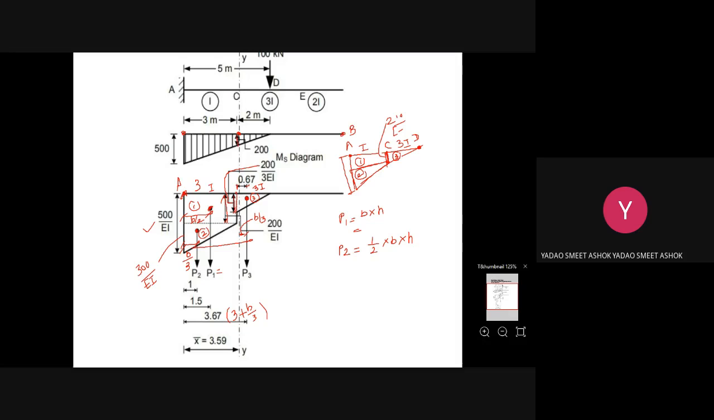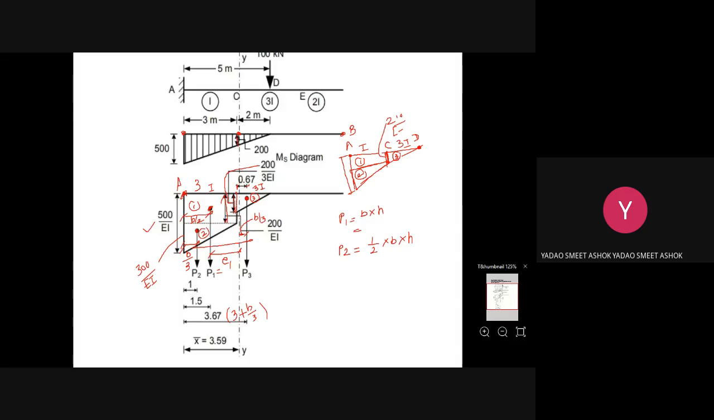And what is the x bar of the analogous column section? X bar of the analogous column section is 3.59. Then after locating P1, P2 and P3, you have to find out the values of E1, E2 and E3. P1 is located 1.5 from point A. So what is the eccentricity of this P1 about the y axis? This will be E1.